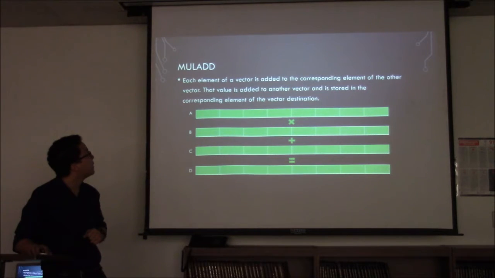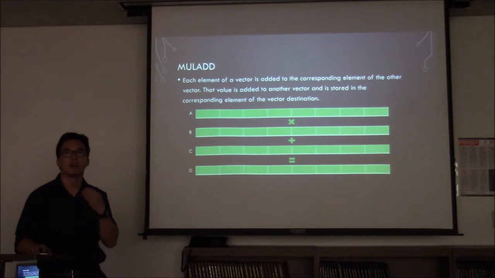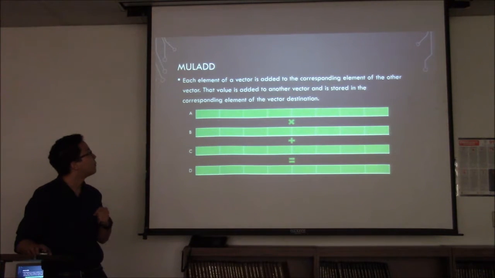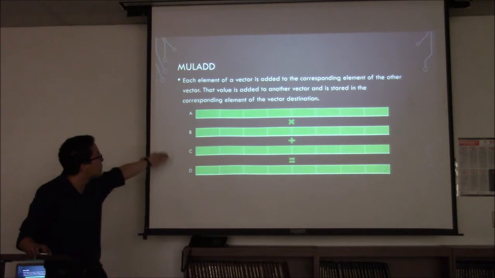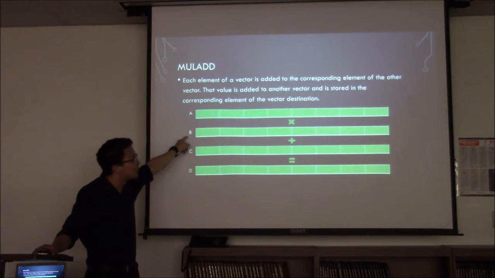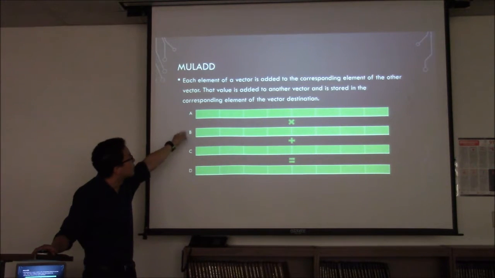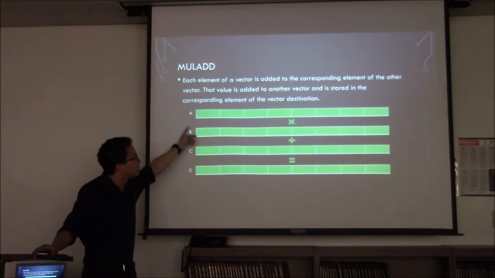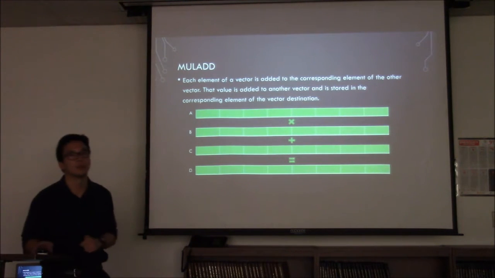So multiply add. This one takes 3 registers and 1 destination register. What you're going to do is have the 3 registers. The first 2 are going to be multiplied, so their corresponding elements are multiplied together. And then the 3rd register is going to be added to the result of those 2 registers, and that's going to be stored into the destination register.